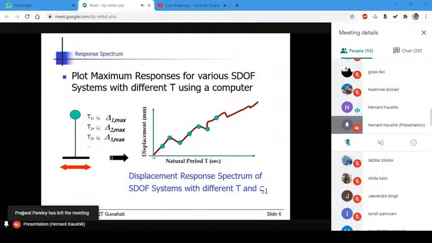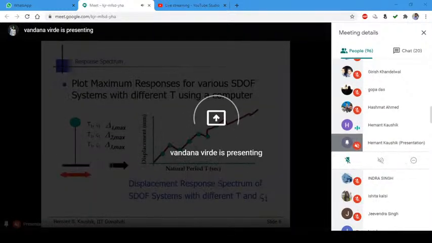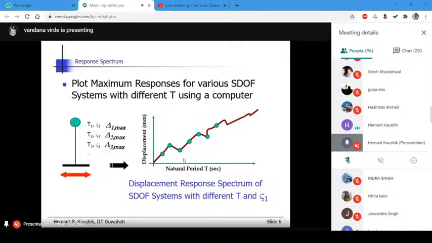If I want a more gradual curve, not a sudden drop like this, I need to have more points here, right? If I can have thousands of points, I can make it more smooth. So that is what is required: do these hundreds of analyses, thousands of analyses, and plot this. This will give you the displacement response spectrum of single degree of freedom systems with different natural periods of vibration and only one value of damping, that is zeta 1.